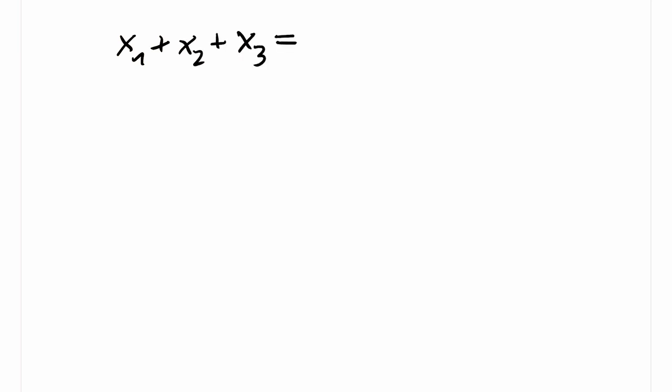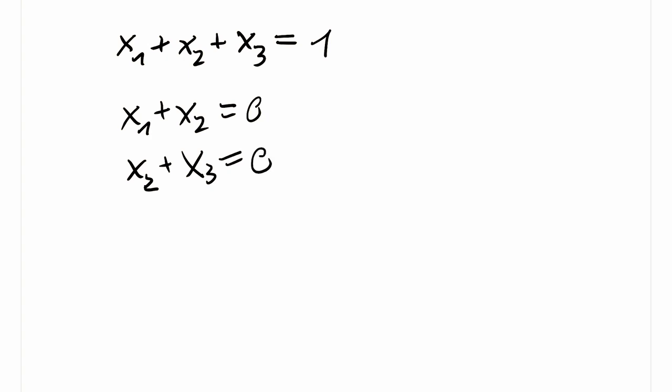We might have the constraint x1 plus x2 plus x3 equals 1. x1 plus x2 is 0. x2 plus x3 is 0. We would like to find an assignment with values 0 and 1 so that all of the constraints are simultaneously satisfied. Addition here means addition modulo 2.